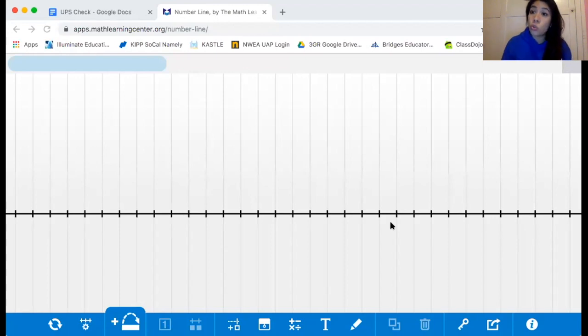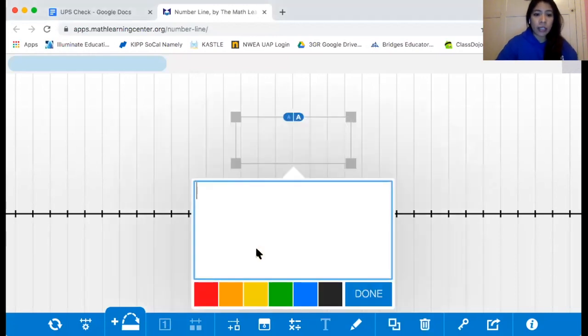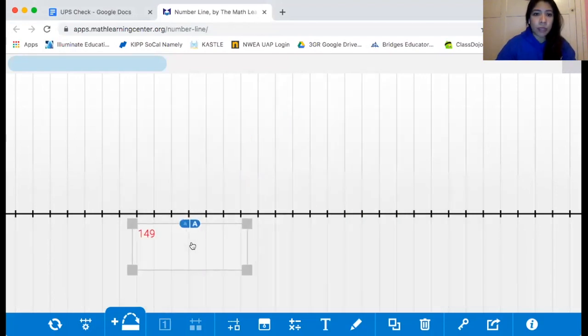Next, I need to solve. Here I have my virtual number line, and now I'm going to be adding or combining those two numbers: the amount of miles that Miss Williams drove on Thursday and the amount of miles that she drove on Friday. I'm going to be combining those two to find the total amount that she drove on both days. So here I have my virtual number line. I'm going to go ahead and write down my starting point, which is 149 miles. That's the amount that she drove on Thursday.